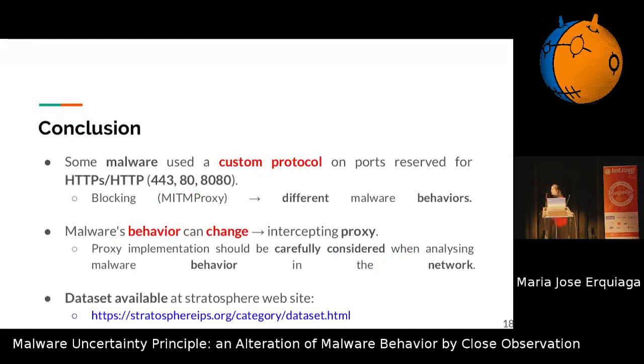So the conclusion is that some malware uses a custom protocol on ports reserved for HTTPS and HTTP, meaning port 443 and ports 80 and 88. And blocking this connection by the proxy generates new malware behaviors. So now we can say that malware behavior can change because of the interception proxy. A proxy interception should be carefully considered when analyzing malware behavior. Also, our data set is available. If anyone can observe anything else, here you have the link to access it.